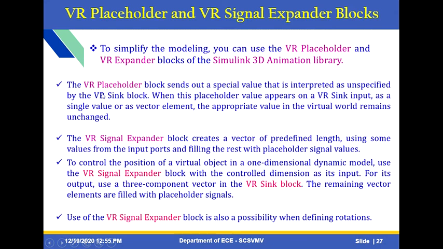What is the use of the VR Placeholder block? It sends out a special value that is interpreted as unspecified by the VR Sink block. The VR Signal Expander block creates a vector of predefined length using some values from the input ports and filling the rest with placeholders and signal values. To control the position of a virtual object in a one-dimensional dynamic model, use the VR Signal Expander block with the control dimension as its input for the three-dimensional property. The remaining vector elements are filled with placeholder signals.